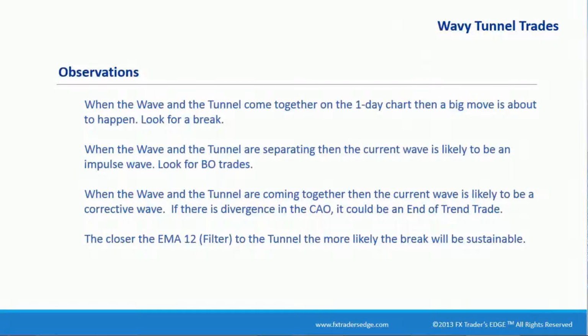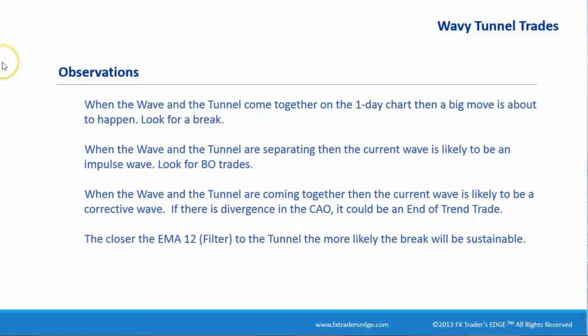Some observations. Let's review some observations from Module 3 of the Wavy Tunnel. When the wave and the tunnel come together on the one-day chart, then a big move is about to happen. Look for a break for trend continuation or the start of a new trend. When the wave and the tunnel are separating, then the current wave is likely to be an impulse wave. Look for the breakout trades.